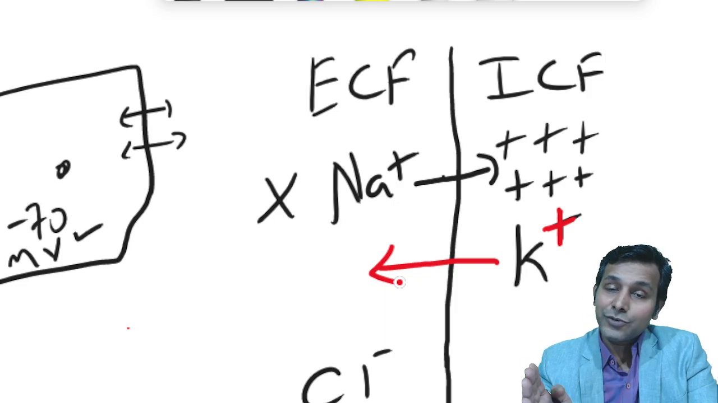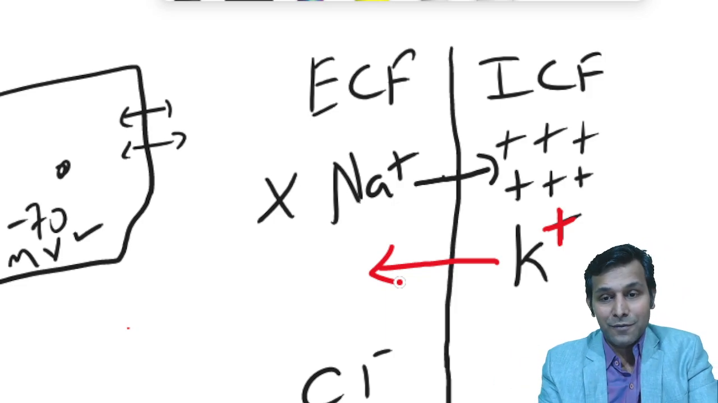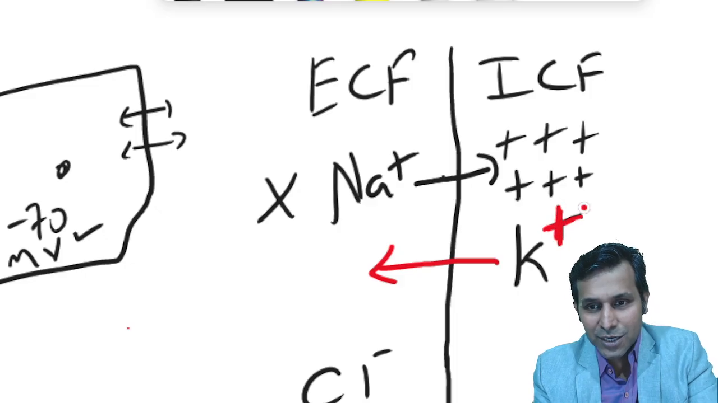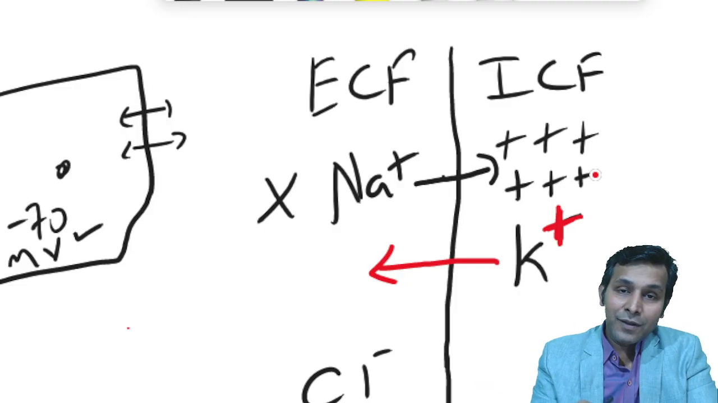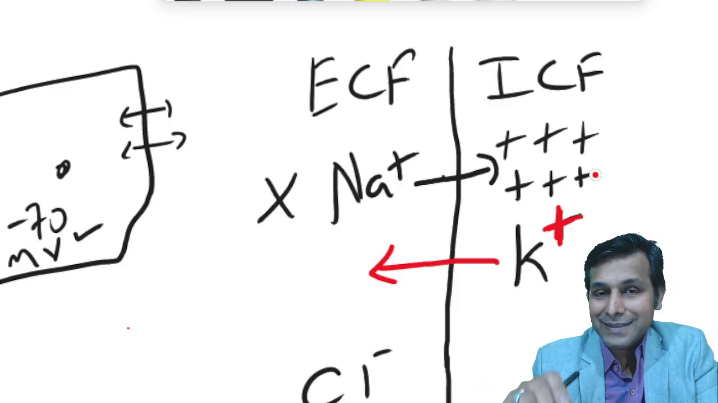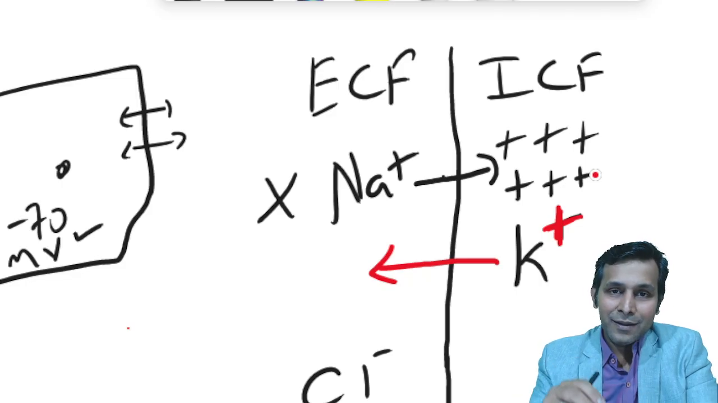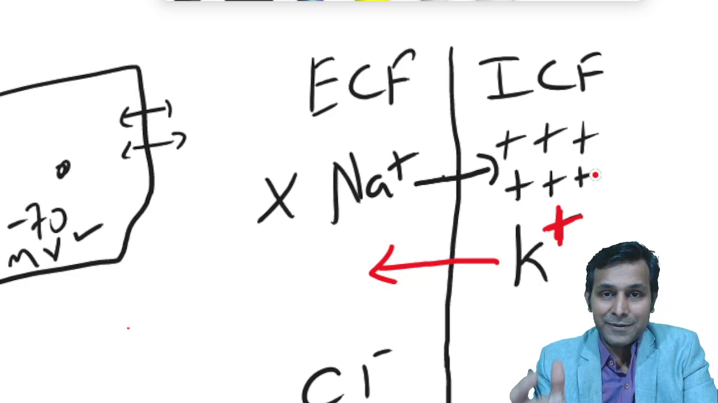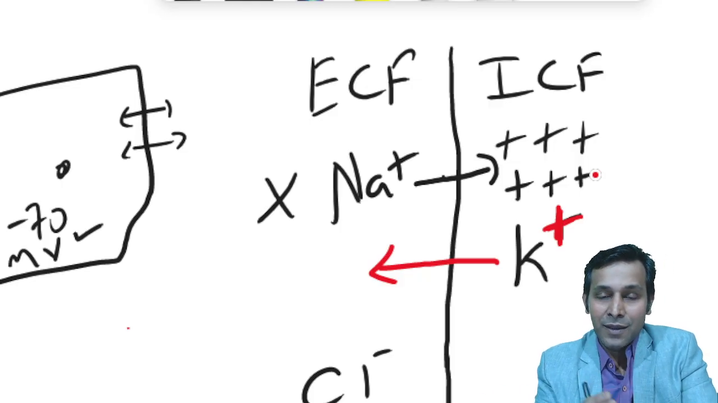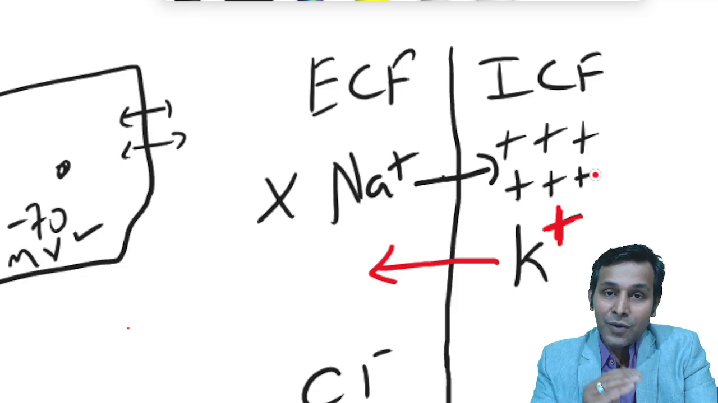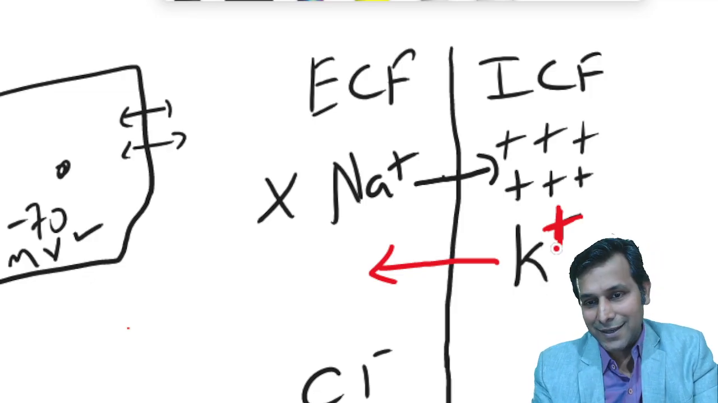What charge is going from inside to outside? Positive charge. The positive charges are moving out. If positive charges are moving out, what happens inside? What happens in the interior? In the interior of the membrane, if the potassium ions are being lost, if positive charges are going out, what remains inside is negative voltage.